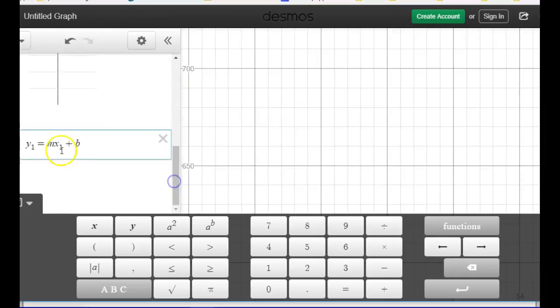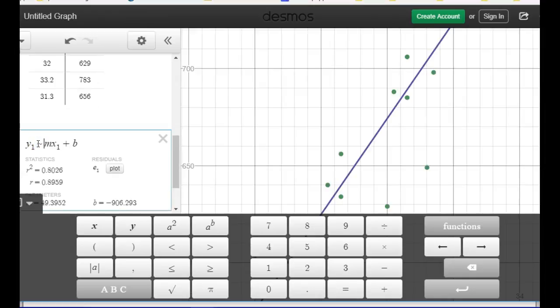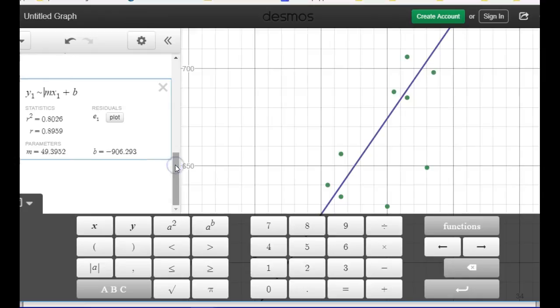I know that this won't be exact because it was a scatter plot, so I can use this squiggle instead of an equals. This little squiggle can be found above the tab key on your computer. Now we can look down at our data. We want to try and see what this all means.